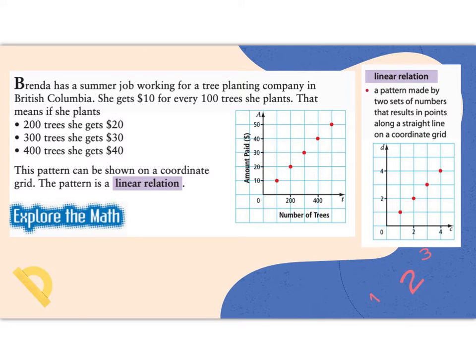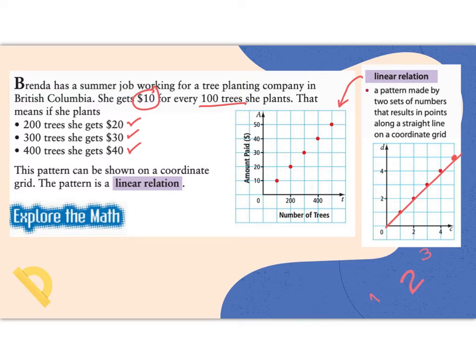So if we take a look at this example right here, Brenda has a summer job working for a tree planting company. She gets $10 for every 100 trees she plants. 200 trees, she gets $20. 300 trees, she gets $30. 400 trees, she gets $40. So here's my example right here. And I would call this type of graph a linear relationship because it's a straight line. So I can see it follows a direct straight line path. I can see that next dot should be right here.